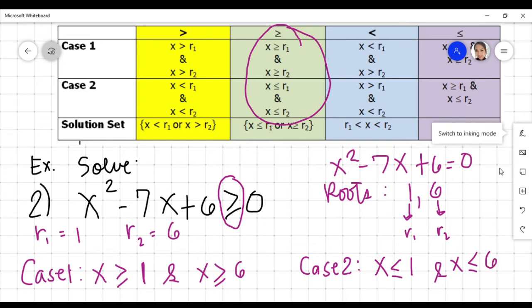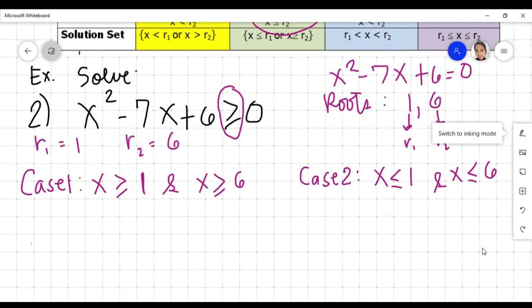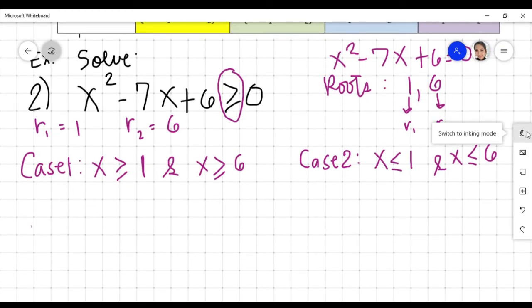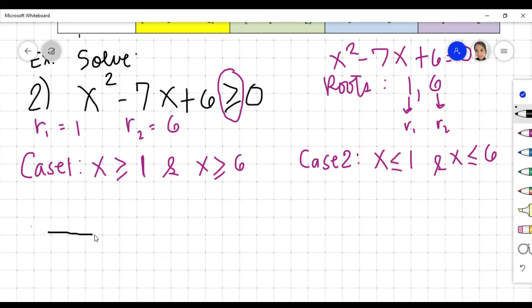So this time we will graph the cases. Then let's determine where they intersect. Let's first make a number line. So we have 0. Let's say this is our 0. Then we have positive 1, and this is our positive 6.